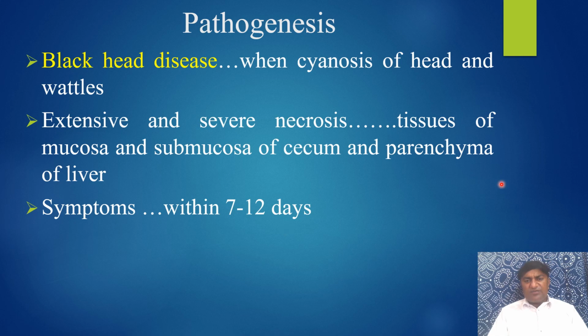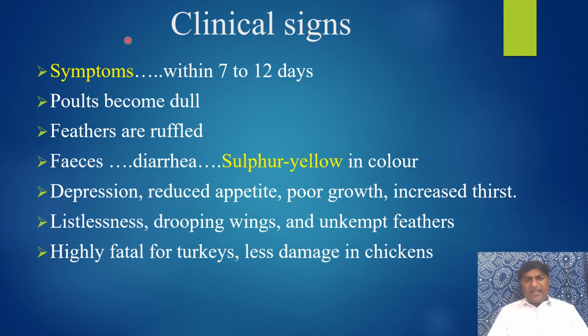7 to 12 days. The clinical signs, the symptoms, appear within 7 to 12 days. Pullets become dull, feathers are ruffled, and there is diarrhea.